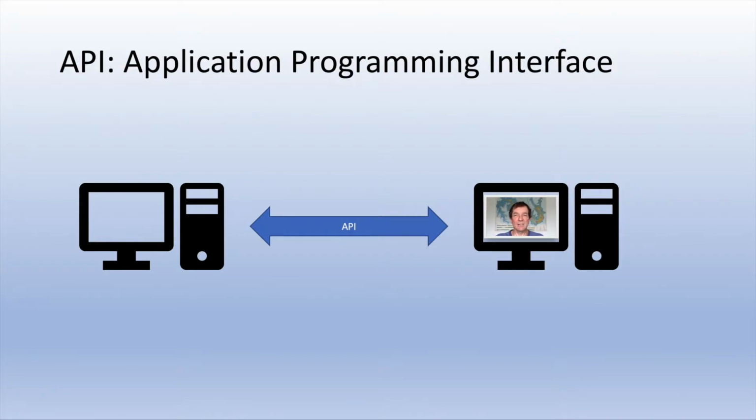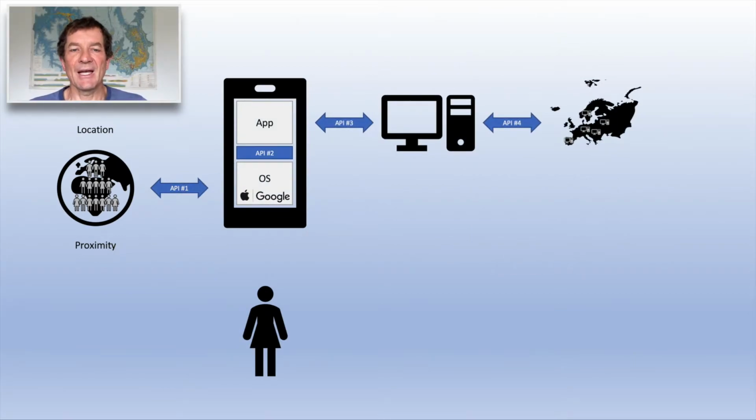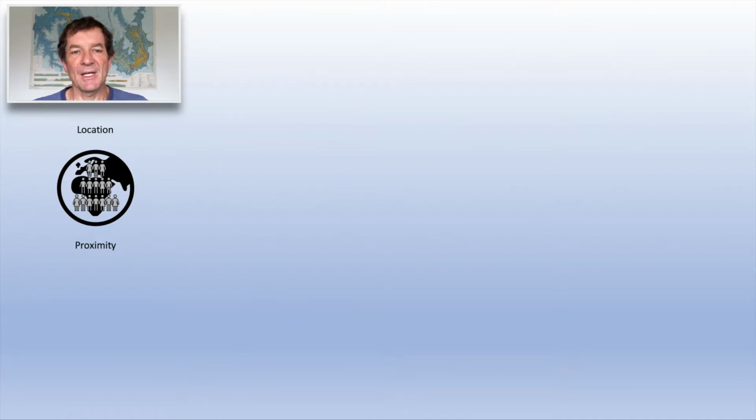So let's look at the scenario. When you look at the general scenario, here's what we have. We have on the left-hand side our location or proximity testing. We have an app, we have a server, and we have some more stuff to the right we'll get to in a minute. Let's dissect that a little bit.